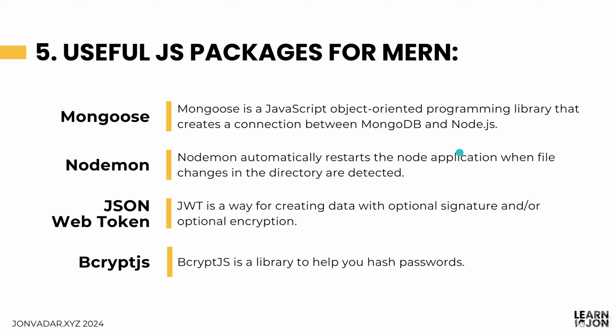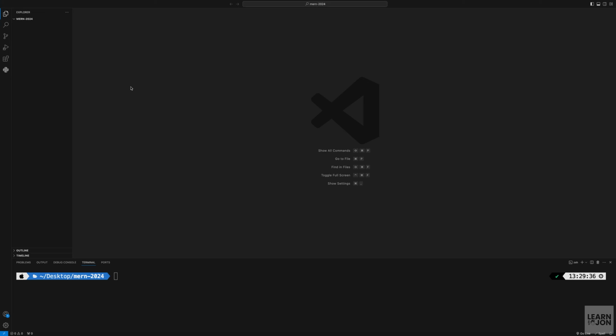And a few other packages and programs that we will use in this video. So let's get started by setting up our project. All right, so I created a folder on my desktop called it MERN 2024, and I opened it in VS Code. So the first thing I'm going to do here is to create a folder and call it Backend.